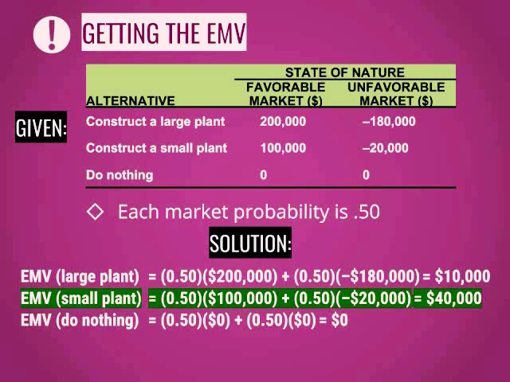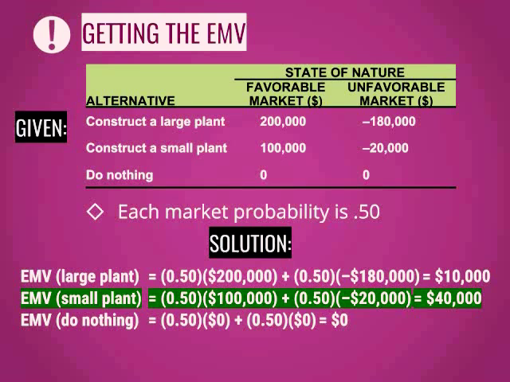So here, given the previous example, we need to compute for the EMV using the formula given a while ago. We can compute the EMV by multiplying the probability with each of the expected outcomes. For the EMV of the large plant, we multiply 0.5 and 200,000 plus 0.5 times negative 180,000, which will result to 10,000.